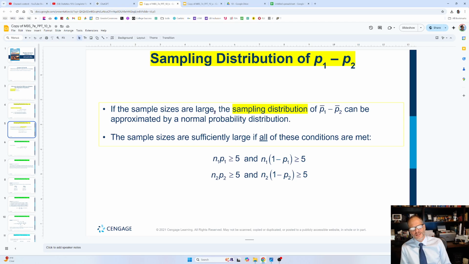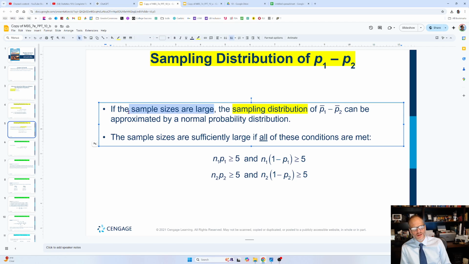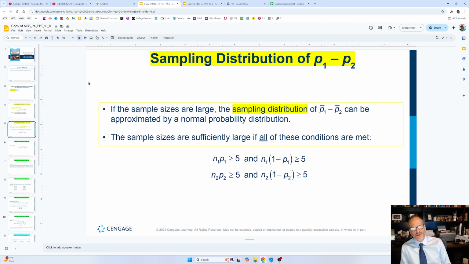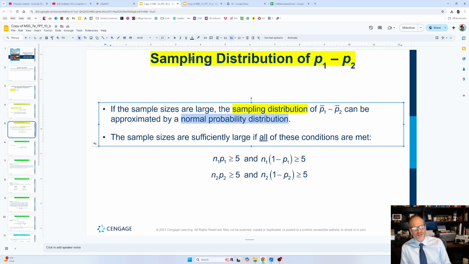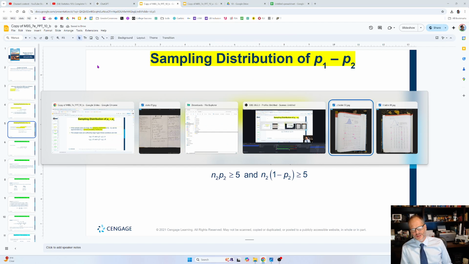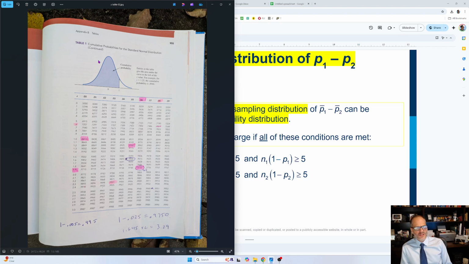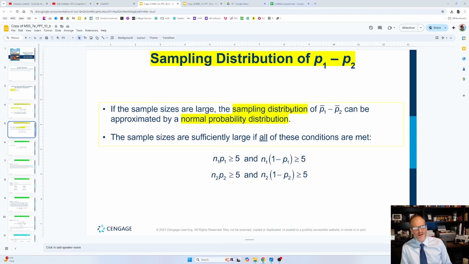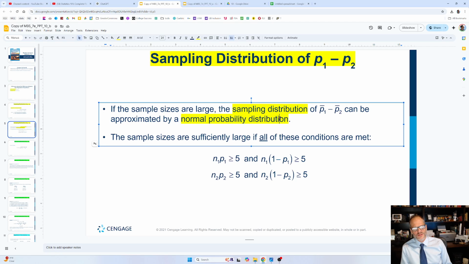So if the sample sizes are large, if you have like 30 or more in your sample size, the sampling distribution of the differences between the proportions can be approximated by a normal probability distribution. So that means we could use the z-table, normal distribution. And if you go back and look at what the z-table says, here it is. It says cumulative probabilities for the standard normal distribution, right? Standard normal distribution, that's it right there. Standard normal probability distribution right there.